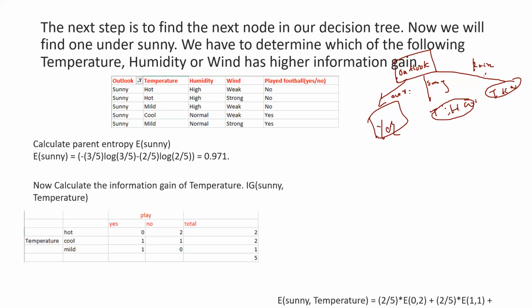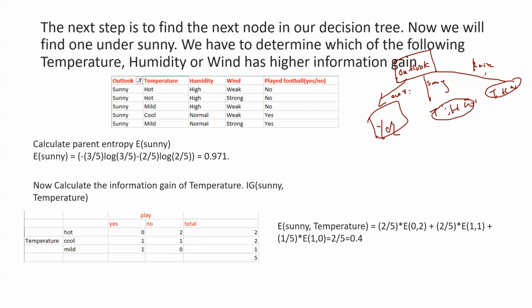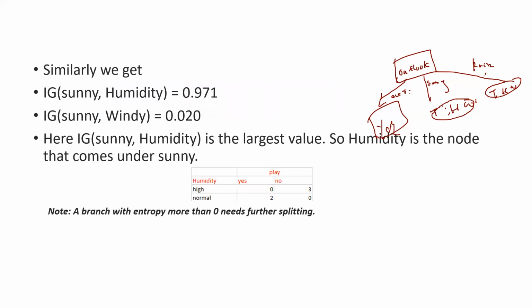That's more than enough. So for sunny of temperature, we got 0.4. When we subtract it, we get 0.57. Similarly, when I calculate for humidity, we get 0.971. For windy, we get 0.020. So here the information gain for sunny is the largest with humidity. So humidity is the node that comes under sunny.